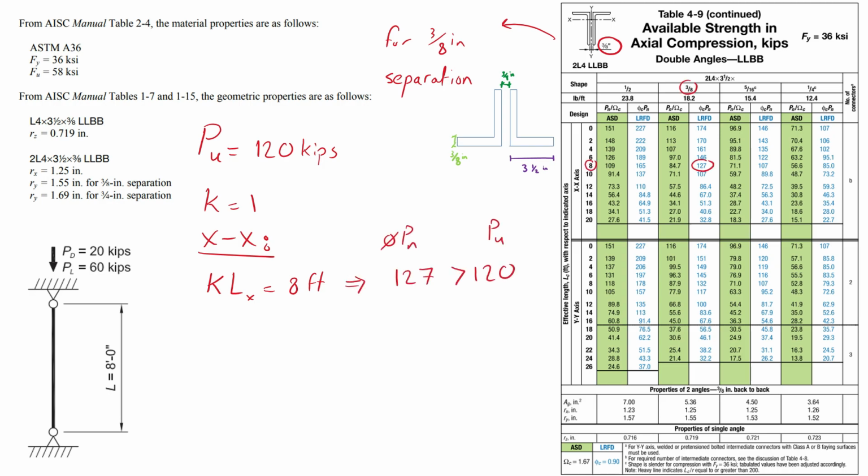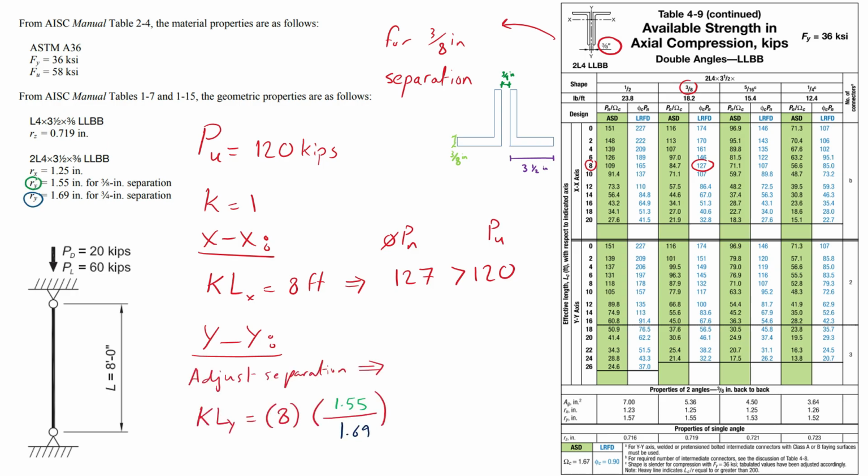kips. For the y-axis, the separation affects the bending stiffness of the double angle section, and thus the effective length should be adjusted by the ratios of radii of gyration. This gives us an effective length of 7.34 feet, which we take as 8 feet for a conservative approach. And the compressive strength about the y-axis will then be 132 kips, which is greater than 120 kips as well. However, the strength in the x-axis is less, and thus it governs.